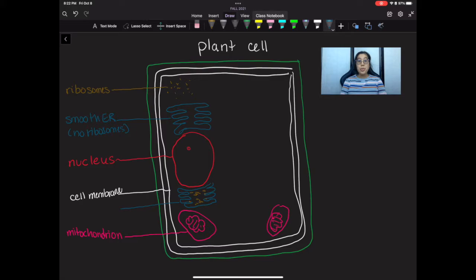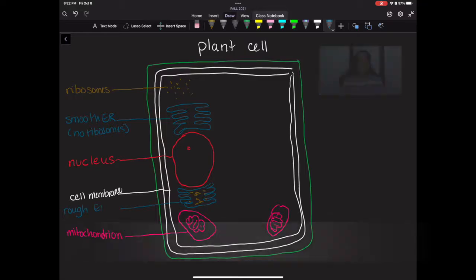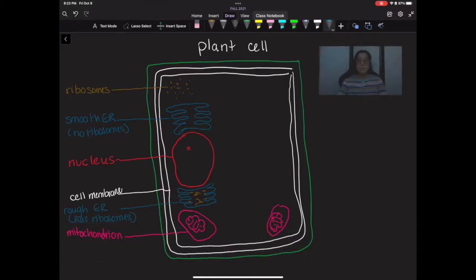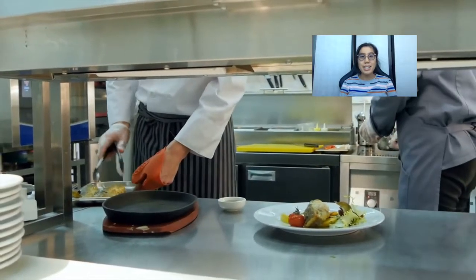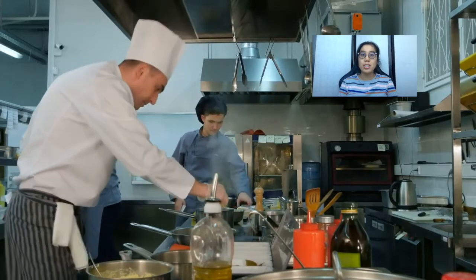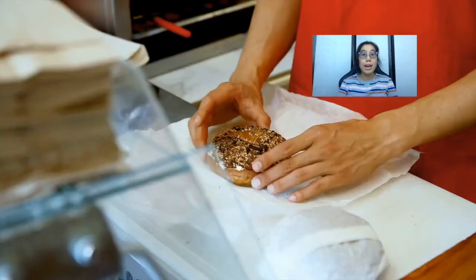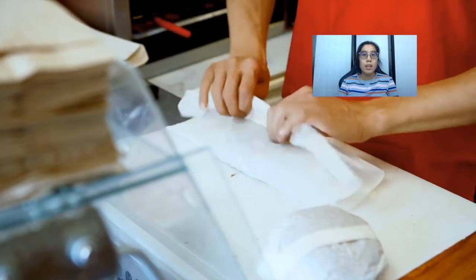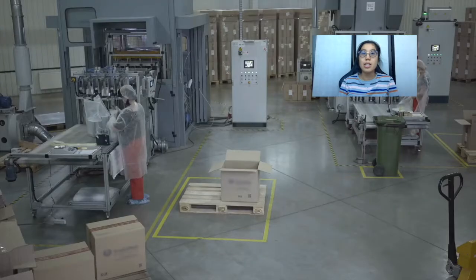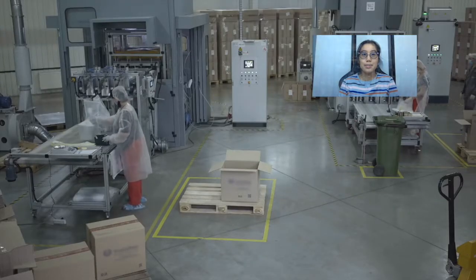On the other hand, the rough ER does have ribosomes, making it rough. It manufactures proteins, antibodies, and insulin, and transports proteins into the other ER, the smooth ER. The endoplasmic reticulum is like a kitchen in a restaurant. There are many activities that happen inside the kitchen, such as food being cooked, food being packaged, and food being delivered. In both the smooth ER and the rough ER, all sorts of synthesis and transportation also happens.